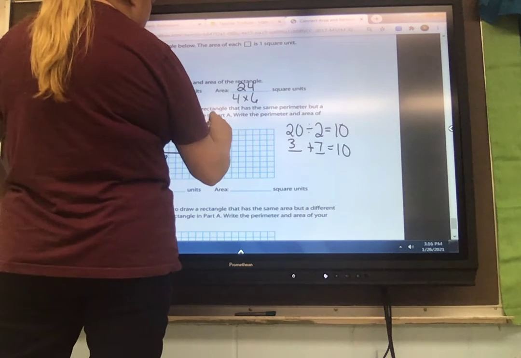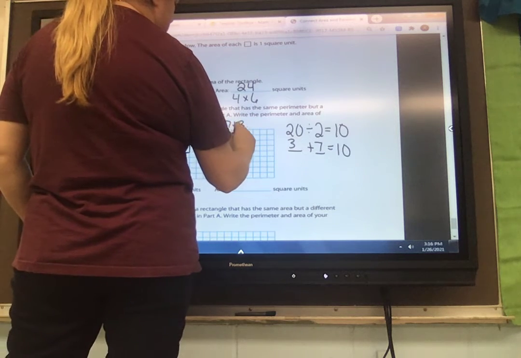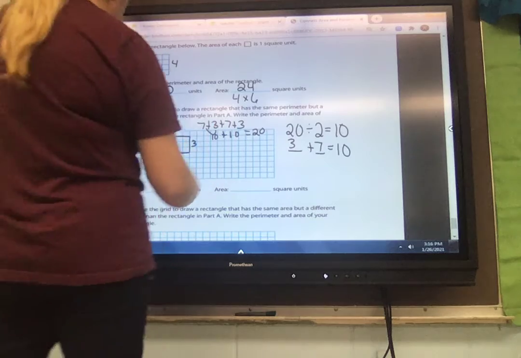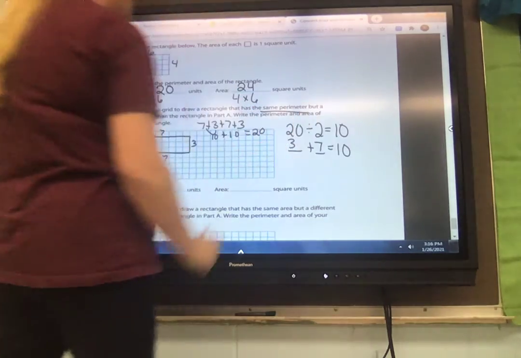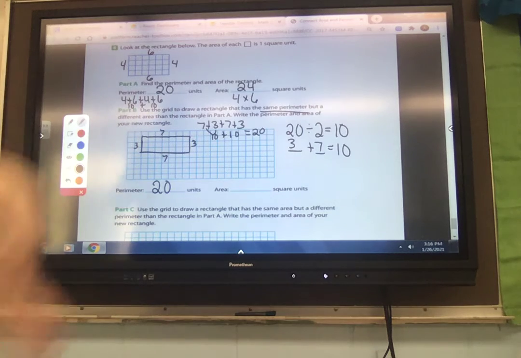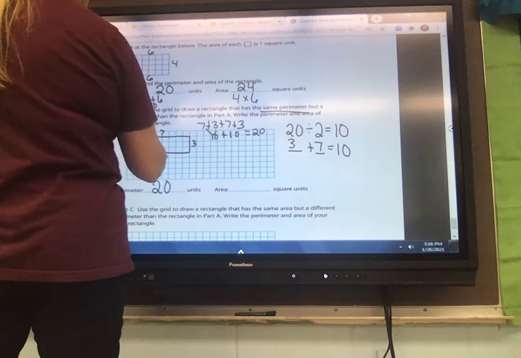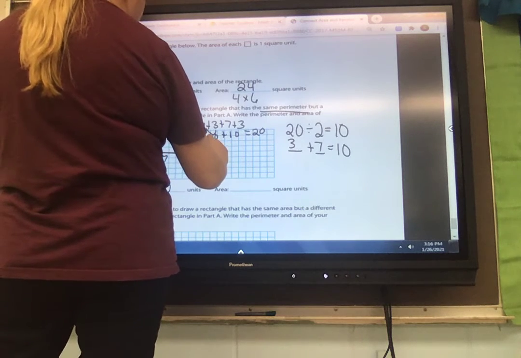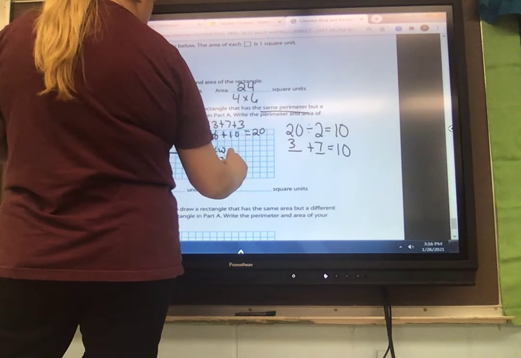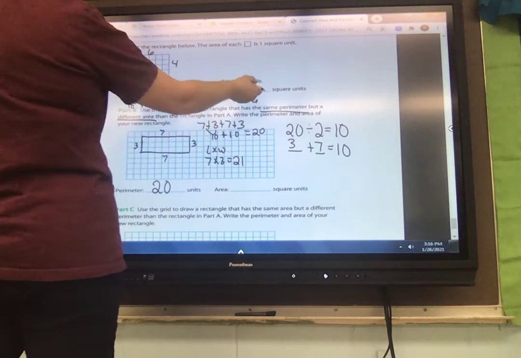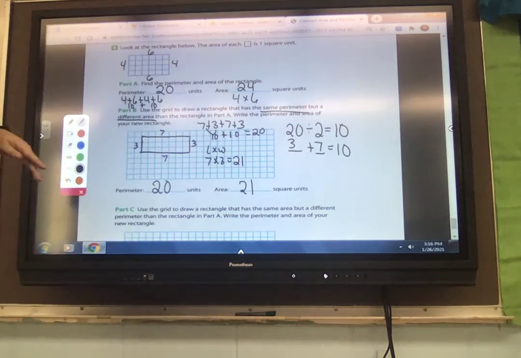7 plus 3 plus 7 plus 3. 10 plus 10. Yes, that is 20. So my perimeter is the same. Now I need to make sure my area is different. So to get the area, we do length times width. So that's 7 times 3, which is 21. What was my area up here? 24. Is 21 different? Yes.